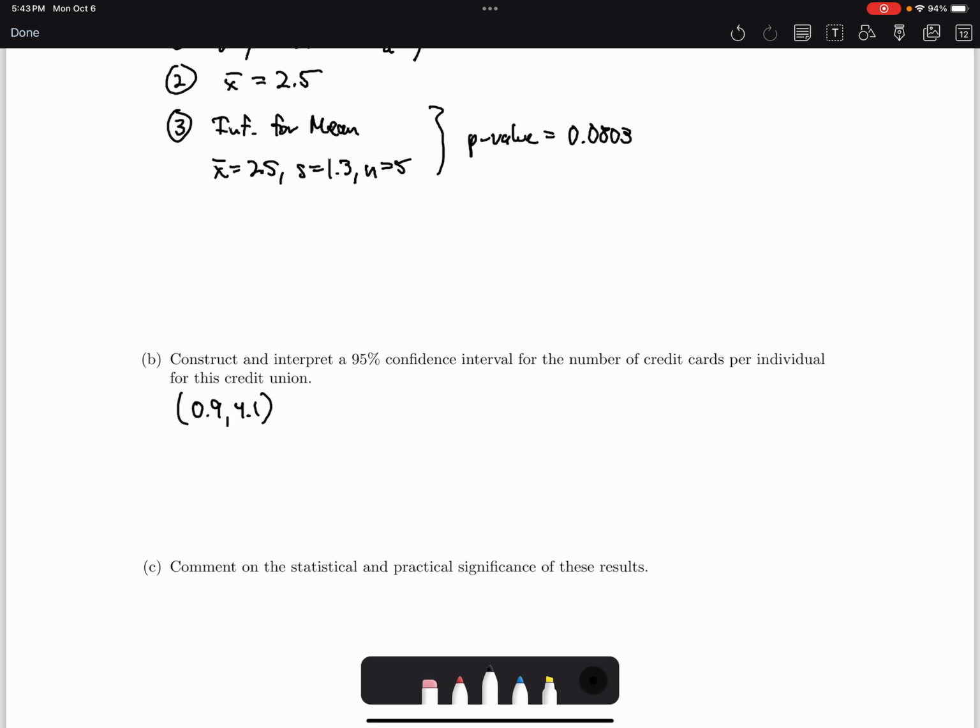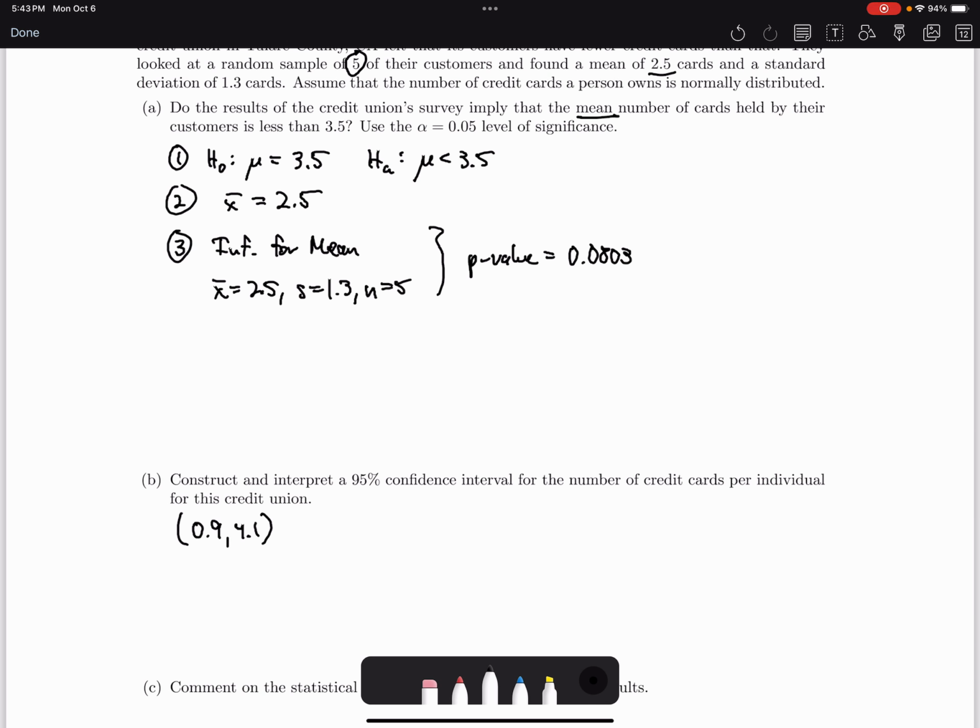Okay, and now let's fill in the rest, right? So, decision. 0.0803 is not less than 0.05. So do not reject H null. Conclusion. Well, we're not rejecting the null hypothesis, so there's not sufficient evidence to support the alternative.